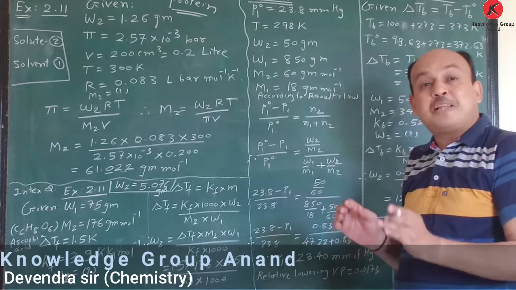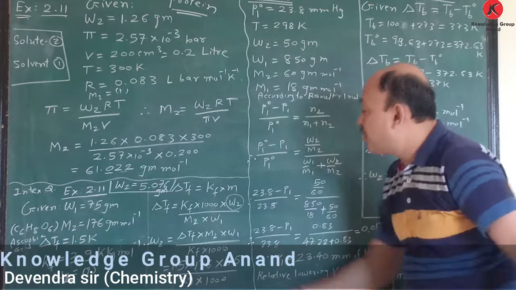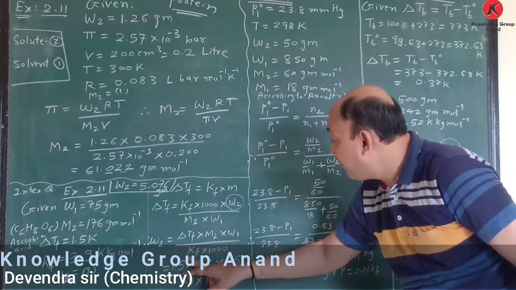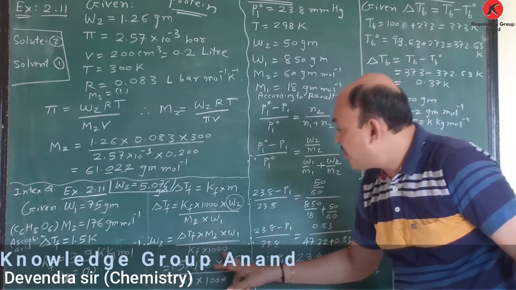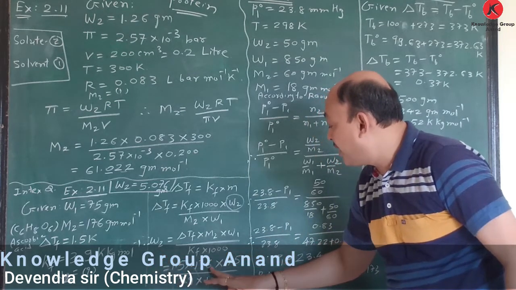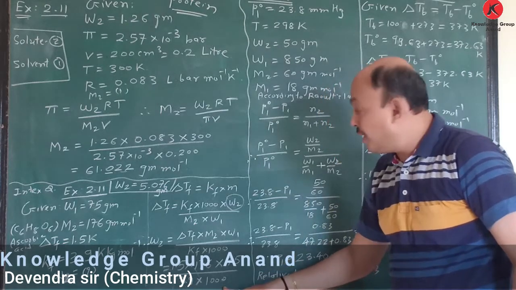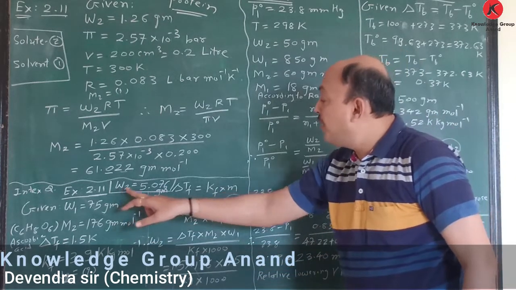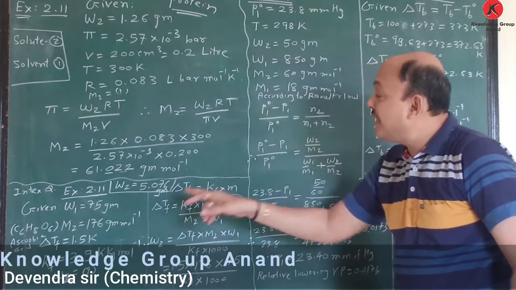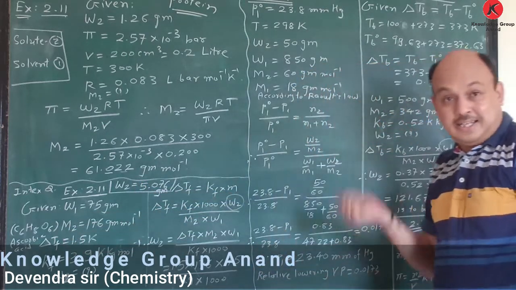You know very well the mathematical steps. Just make the formula with respect to W2. So W2 is equal to delta TF into M2 into W1 divided by KF into 1000. W2 we have to calculate. So 1.5 into 176 into 75 divided by 3.9 into 1000. Put all those values and you get W2 is equal to 5.0769 grams, and that is the correct answer for ascorbic acid you have to take.